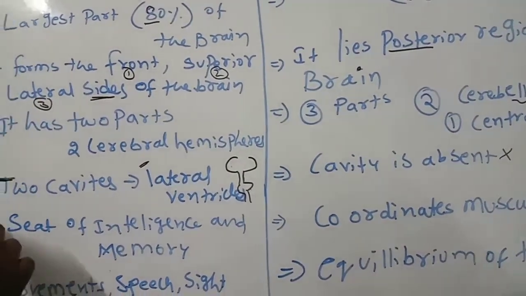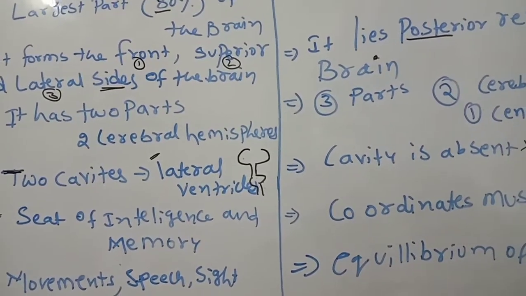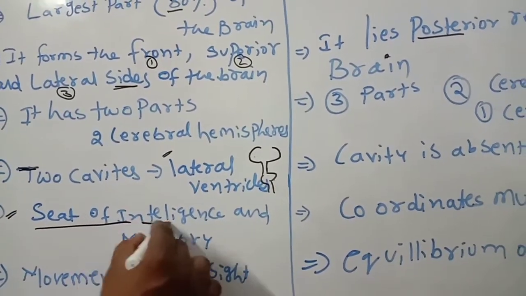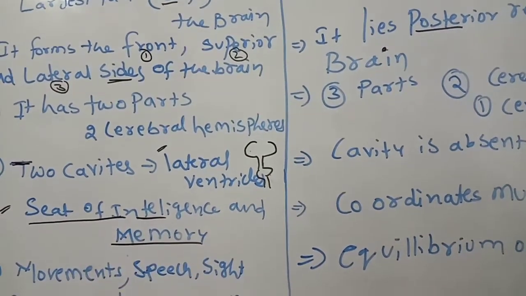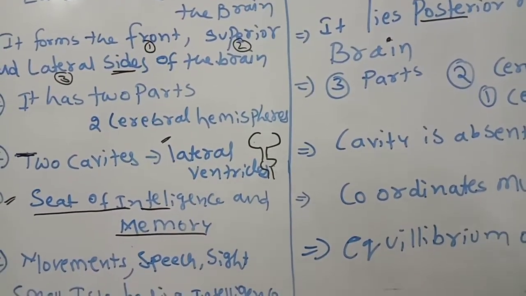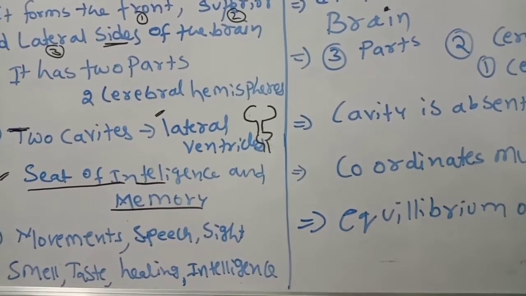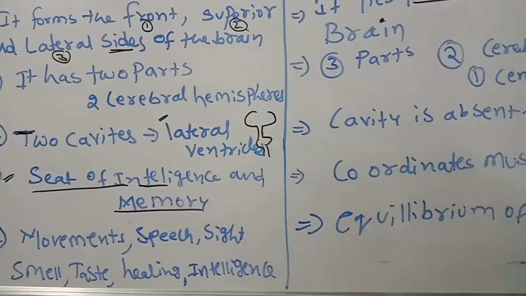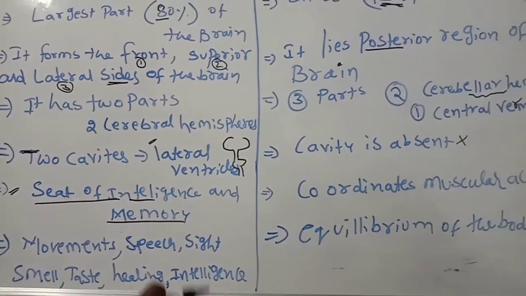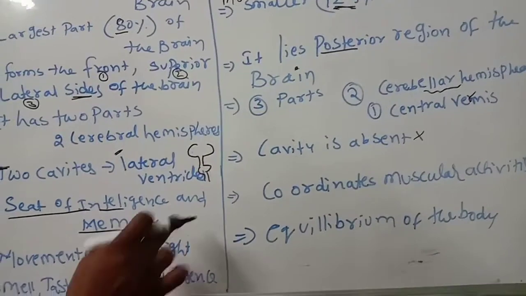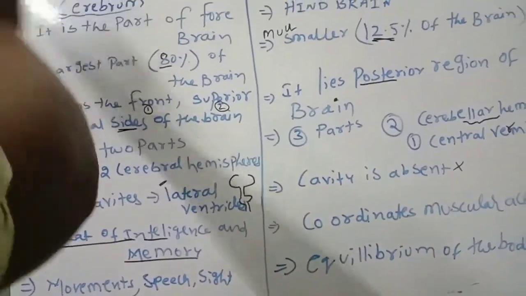This cerebrum is called the seat of intelligence and memory. Suppose, seat of intelligence means you are remembering all the things, all the names you are remembering while you are studying, all the concepts, whatever you are thinking, that is appearing in your mind. How that memory, how that intelligence is getting in the sense is because of your cerebrum.